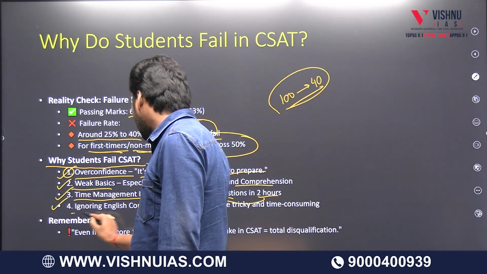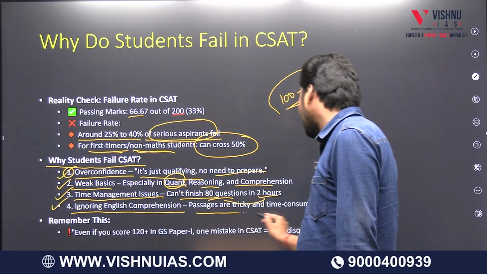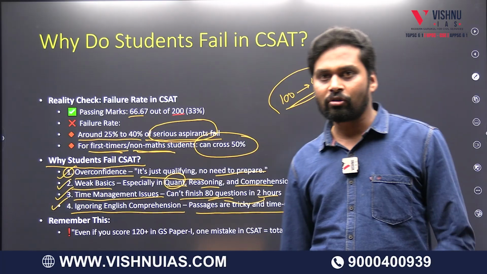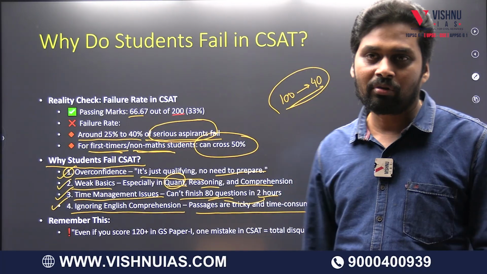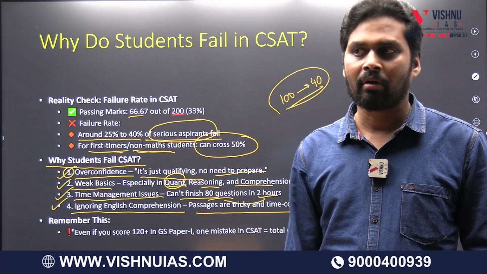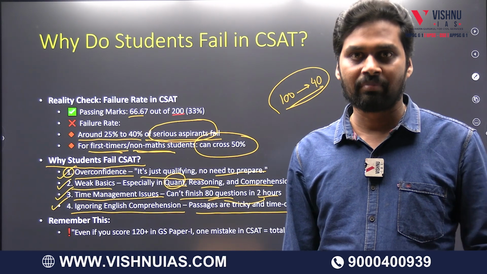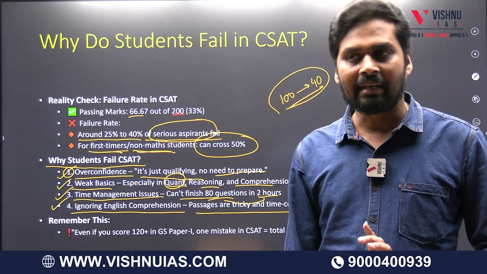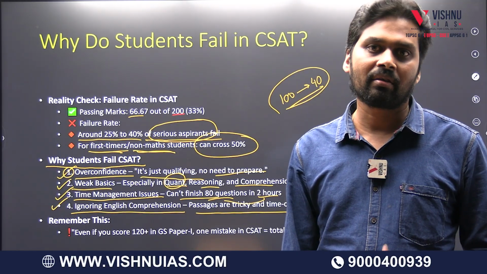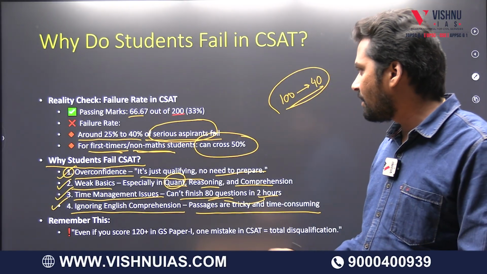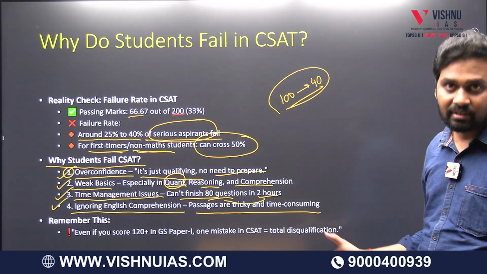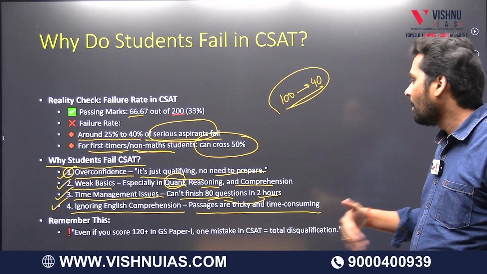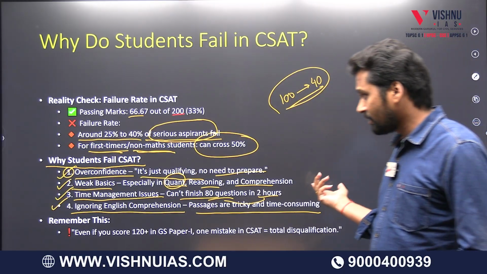And the last one is ignoring English comprehension. Passages are tricky and time consuming. So most of the students ignore the comprehension, especially if you are not an English medium student. Most of the students simply ignore that. And that is also one of the major mistakes you are making. So these are the major reasons why you fail in CSAT.